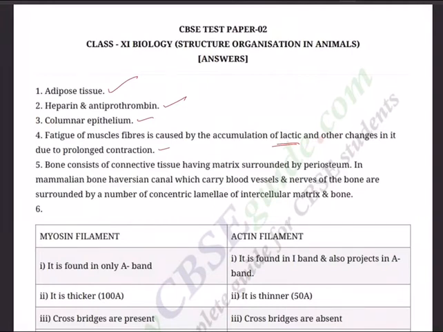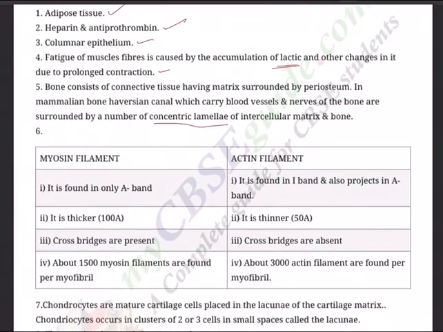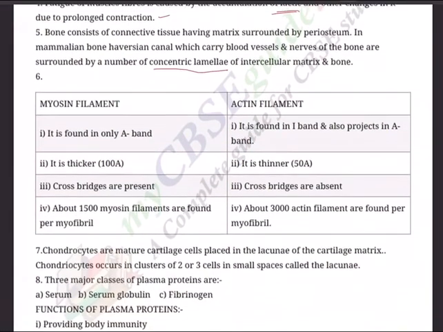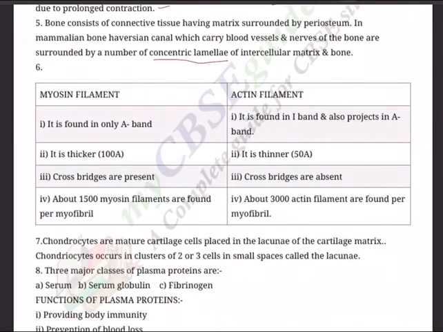In mammalian bone, Haversian canals, which carry blood vessels and nerves of the bone, are surrounded by a number of concentric lamellae of intercellular matrix and bone. Better you draw a diagram for this, that will be enhancing your answer.